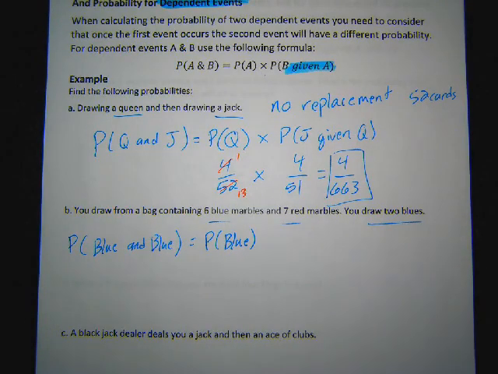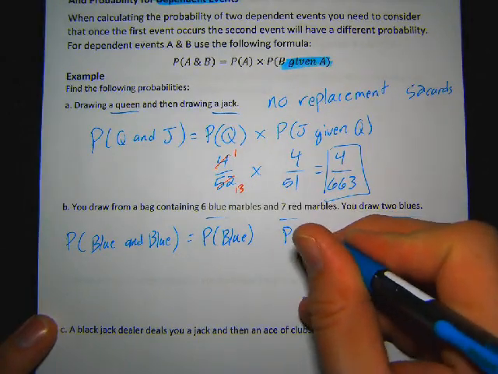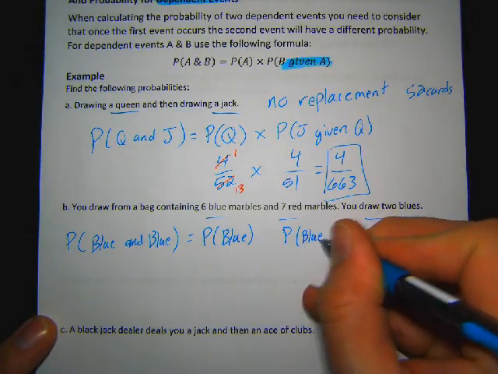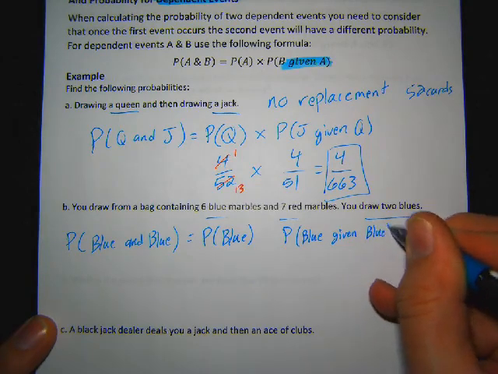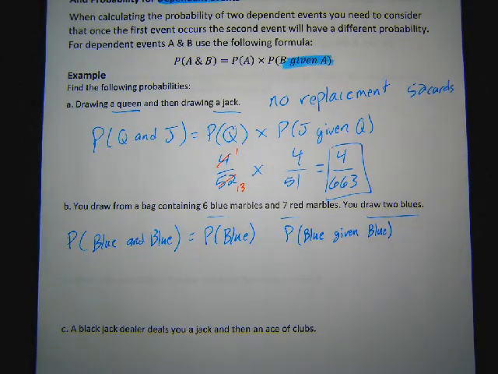When we go to do the second step, we're going to say probability of getting a blue, given there was a blue pulled already. So we're finding the probability of getting a blue once you already pulled the blue out. That's what we're doing. Okay.